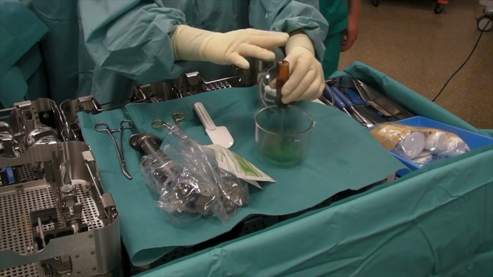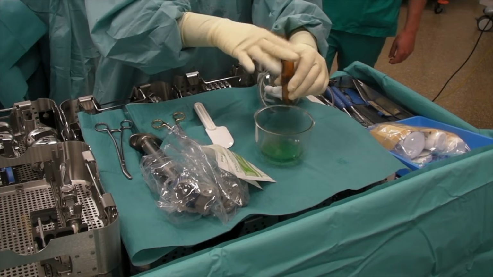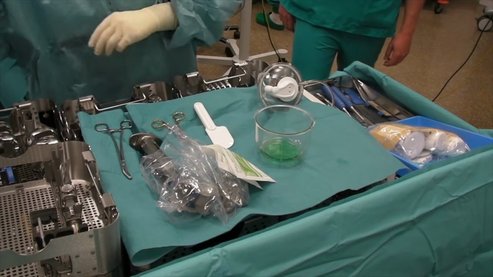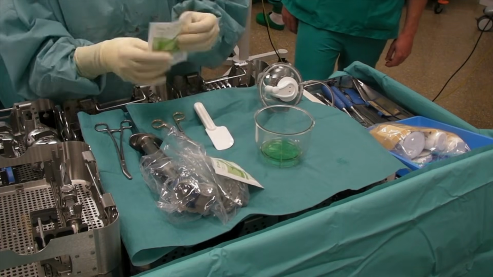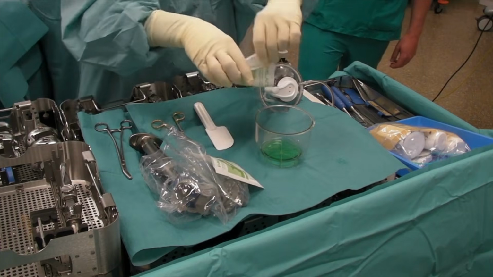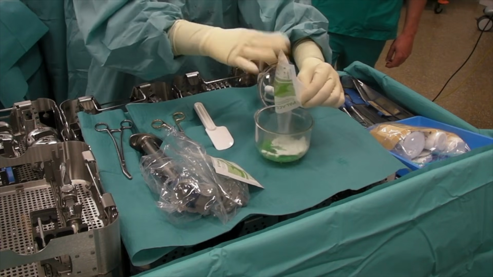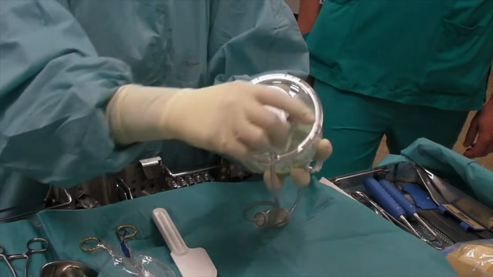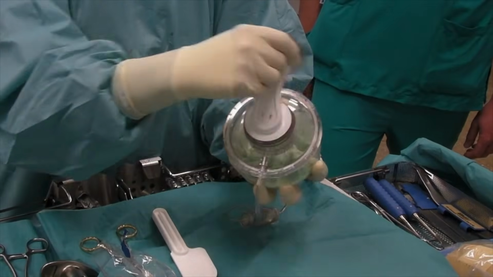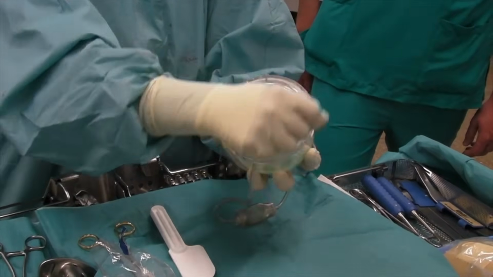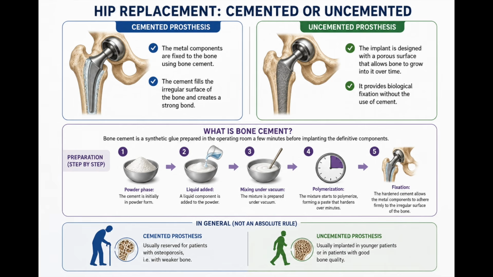It is prepared under vacuum and begins in a powdered form. After the addition of a liquid component, it begins to polymerize, creating a paste-like substance that hardens over time, allowing the metal components of the prosthesis to adhere to the irregular surface of the surrounding bone. Generally speaking, but this is not a universal rule, cemented prostheses are reserved for patients with osteoporosis, which means with weaker bone, while cementless prostheses are normally implanted in younger patients or in any patient with good bone quality.